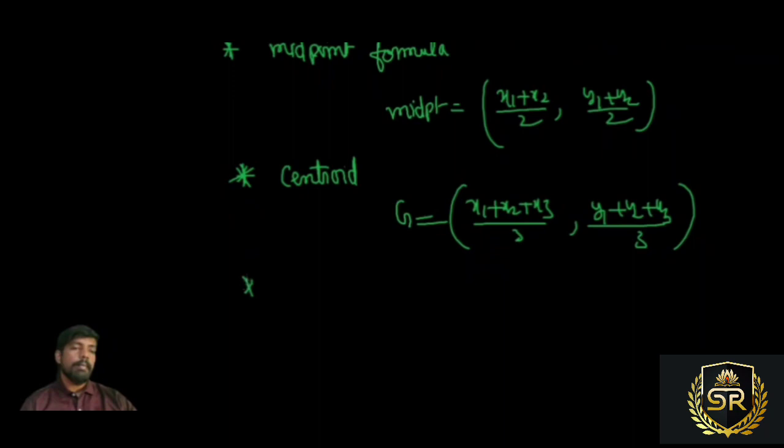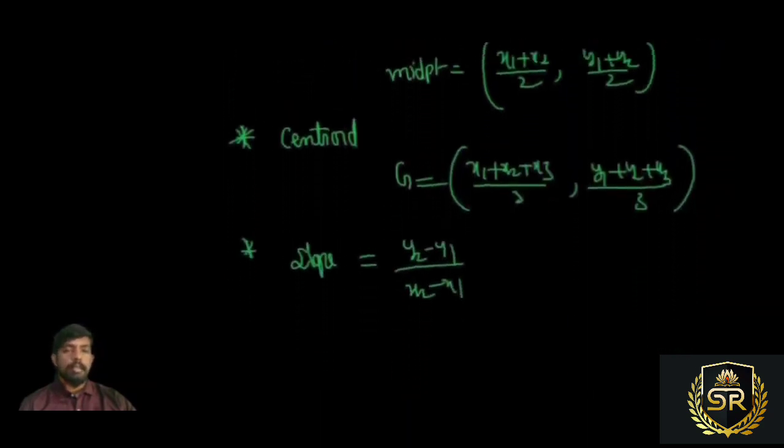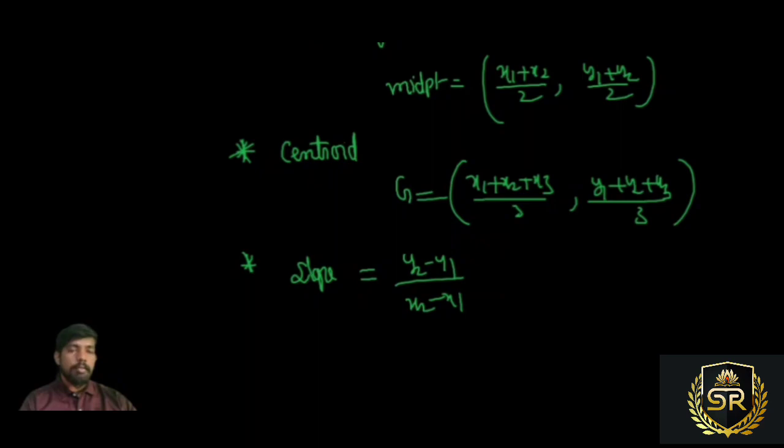And the slope concept. Slope formula is y2 minus y1 by x2 minus x1. That's all. This is all we discussed. These are the synopsis formulas.